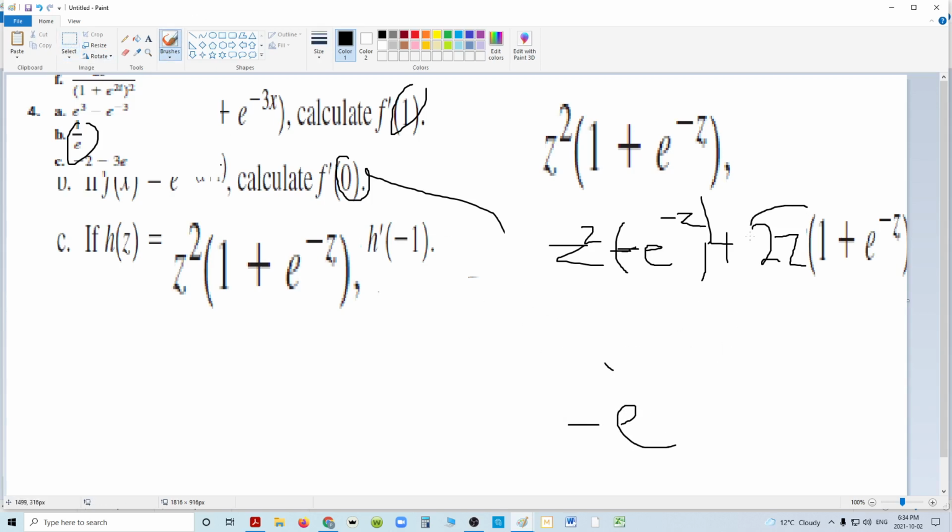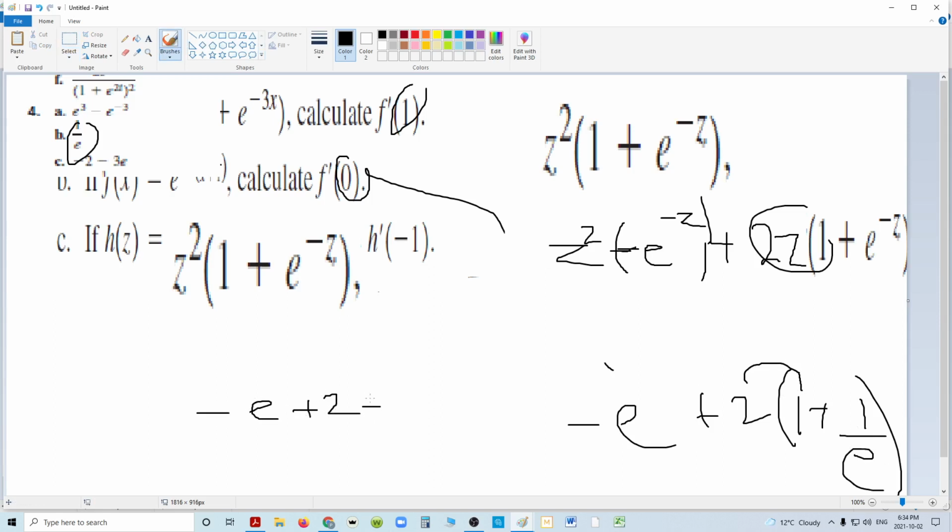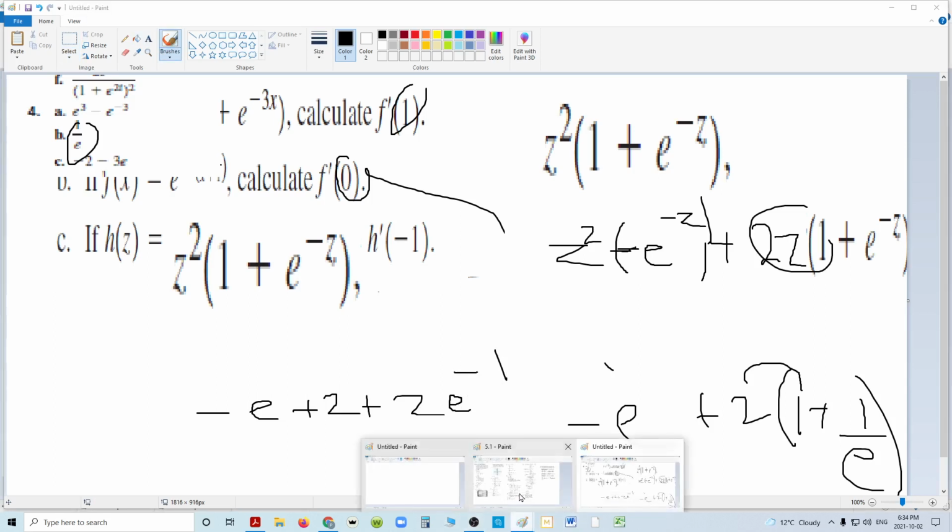And then 2z here is minus 2, plus 2 times 1 plus e to the negative 1 again, which is 1 over e. Woof. If I resolve that, it's minus e plus 2 plus 2 over e. Or if I want, to the minus 1. I don't know how far they're going to take it.